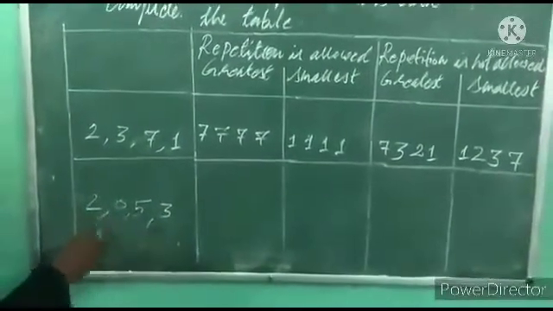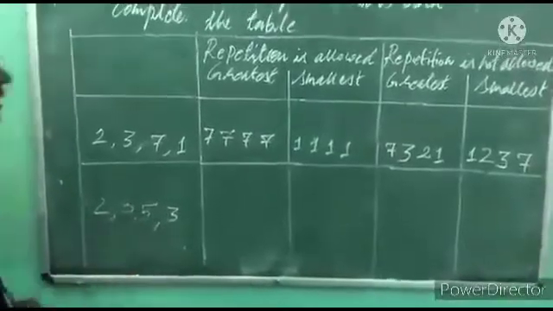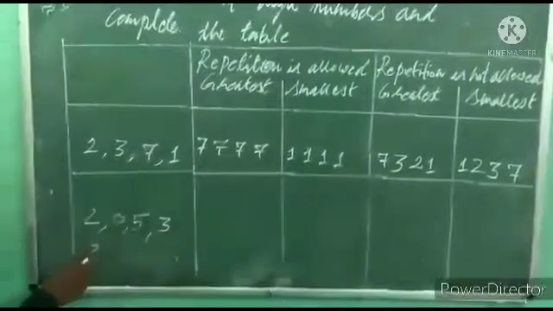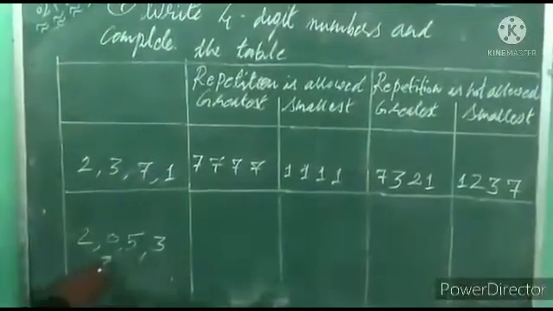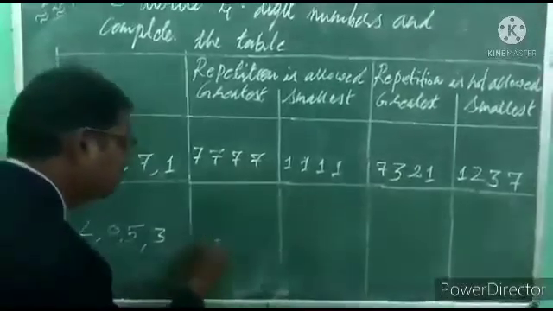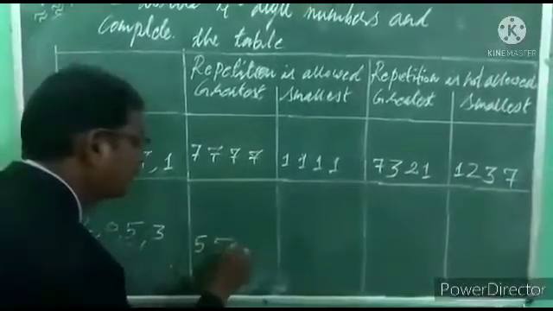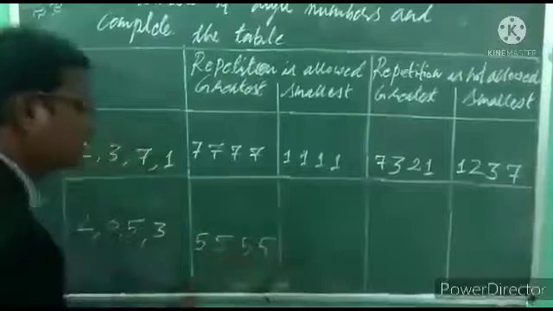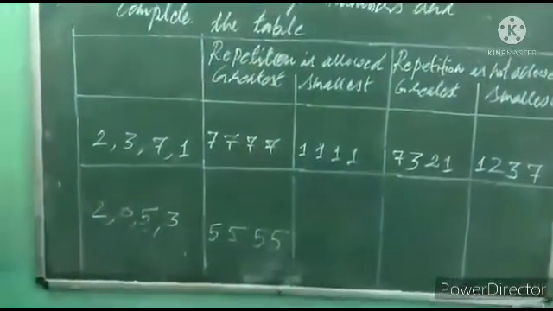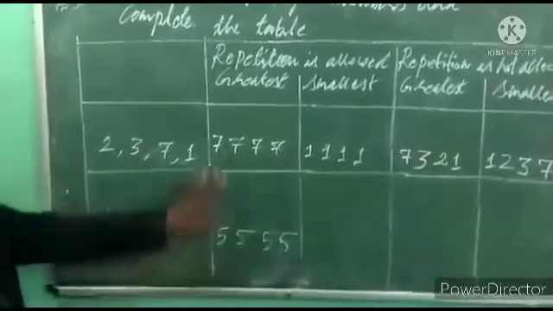Next example: 2, 0, 5, 3. Now repetition is allowed. Which number is greatest among these numbers? 2, 0, 5, 3. Which number is greatest? 5. So write 5 four times. 5555. How to read it? 1s, 10s, 100s, 1000s. 5555. Now this is over.